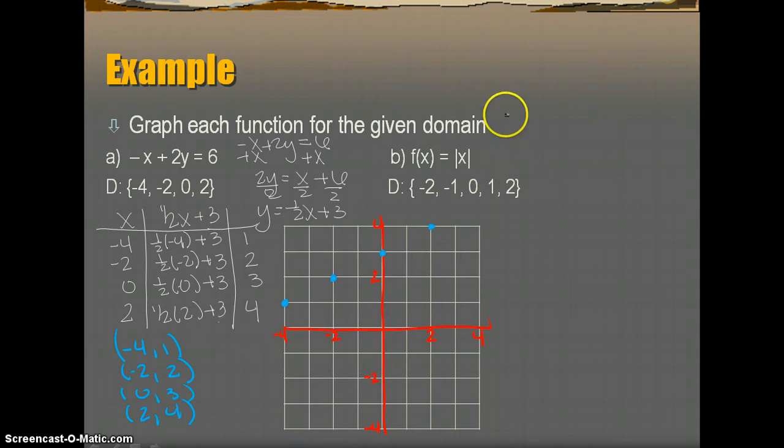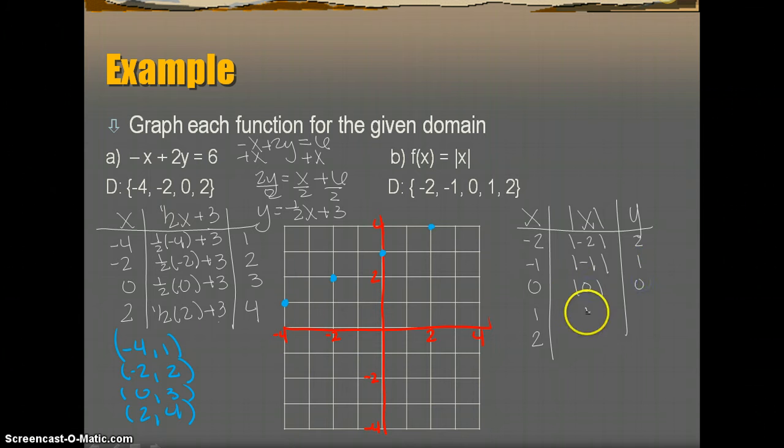okay, now we have absolute value. So it's pre-set up, so all we have to do is start with the t-chart. And again, the x values are our domain. The function is the absolute value of x, and then we're going to get our y's. So the absolute value of negative 2 is 2, the absolute value of negative 1 is 1, the absolute value of 0 is 0, absolute value of 1 is 1, and the absolute value of positive 2 is positive 2.